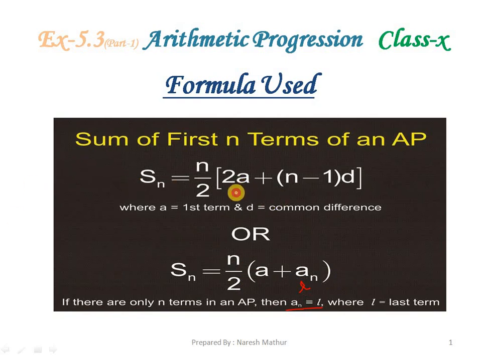What we are going to do in this formula is separate the 2a in the form of a plus a. So a plus (n minus 1)d is giving us the formation of an, and this a is here. So we are just rewriting the formula in the form of a plus an. This formula can be used only when we have the last term of the AP. Alright, let's start.